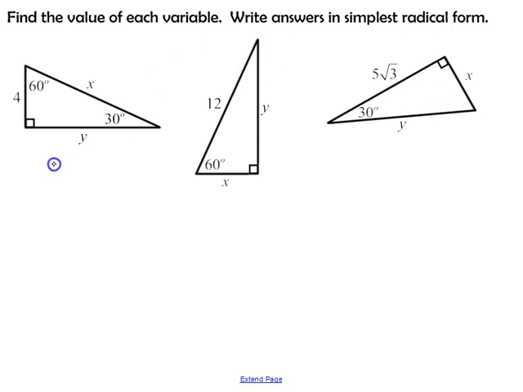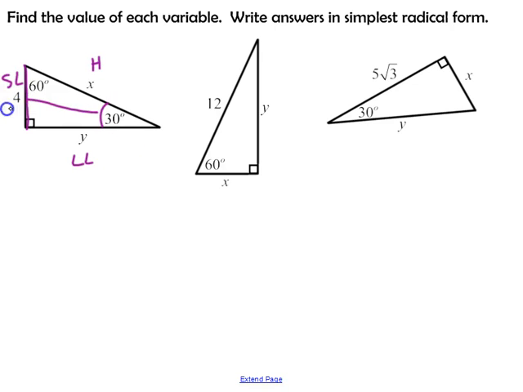So here, when we work out a few examples, we need to find the value of each variable and write our answers in simplest radical form. In this first one, we're given this side length of 4, and because this is opposite from the 30-degree angle, we know that this is the short leg. So let's go ahead and label. If 4 is the short leg, this side's the long leg, and here we have the hypotenuse.